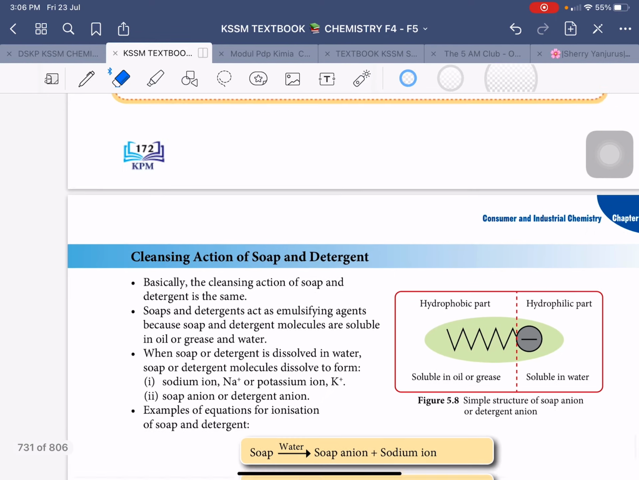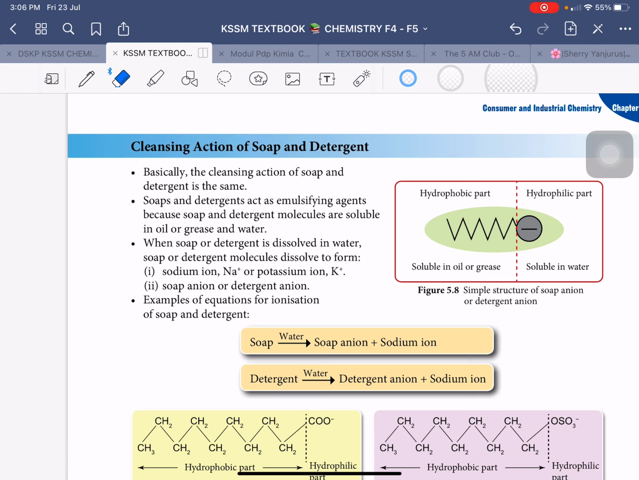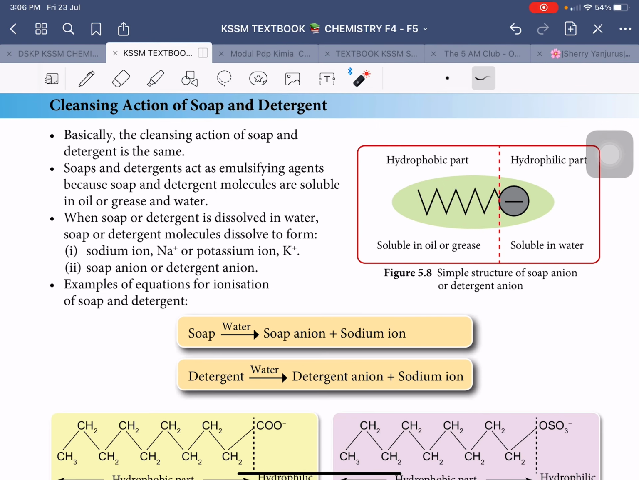So what we are going to focus on today is the cleansing action of soap and detergent. Cleansing action, tindakan pencucian, mana yang lebih berkesan, sabun kah atau detergent? So basically, cleansing action of soap and detergent sama saja tindakan pencucian dia. Okay, so why do we need soaps and detergent? Because they act as emulsifying agent, pengemulsian. Kenapa begitu? Pengemulsian, I want you to remember about Scott emulsion. Scott emulsion bukan seperti air kan? Scott emulsion tu dia macam pekat sikit. So soap and detergent act as emulsifying agent.